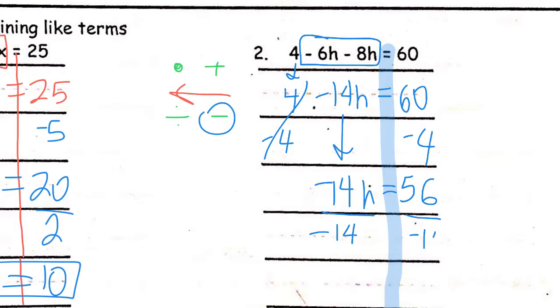Yes, if there is a negative sign in front of your number, if it is a negative number as a coefficient, you must divide by that number. So you need to include that negative sign. If we divide both sides by negative 14, my coefficients cancel out here and I'm left with h on the left-hand side. And then 56 divided by negative 14 is in fact negative 4.